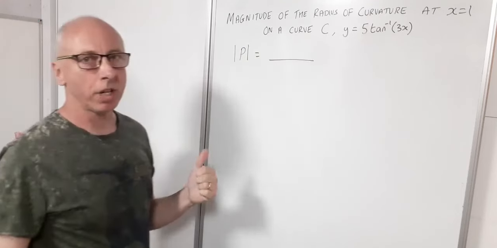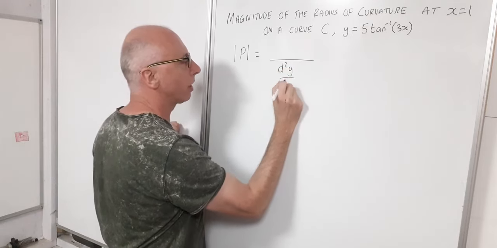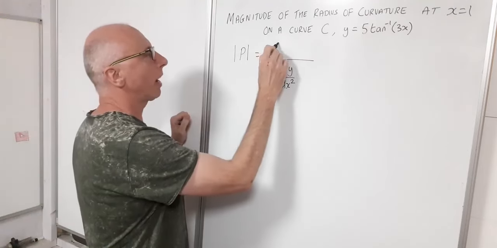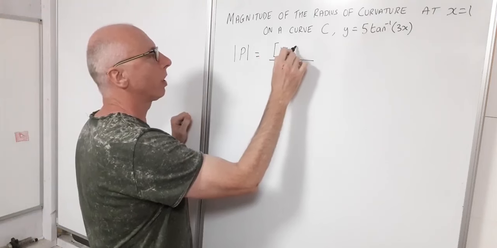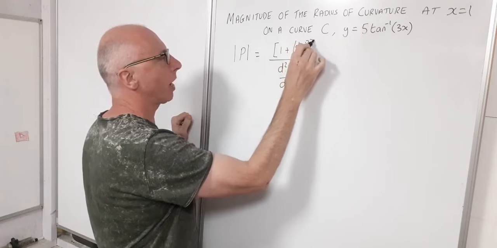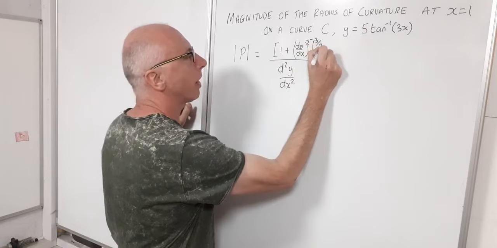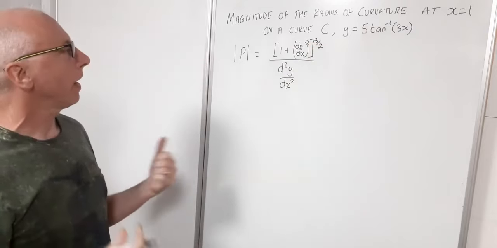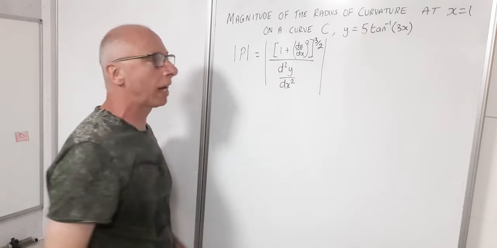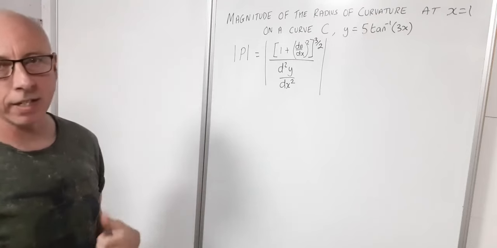Now on the bottom of the ratio, the denominator, we've got the second derivative, so d squared y dx squared, and in the numerator what we have is 1 plus the first derivative squared, and then all of this numerator is cubed and then taken the square root of. That's the formula for the absolute value of rho. So we have to take the absolute value of this side as well, because it's a magnitude, we don't want any negative values.